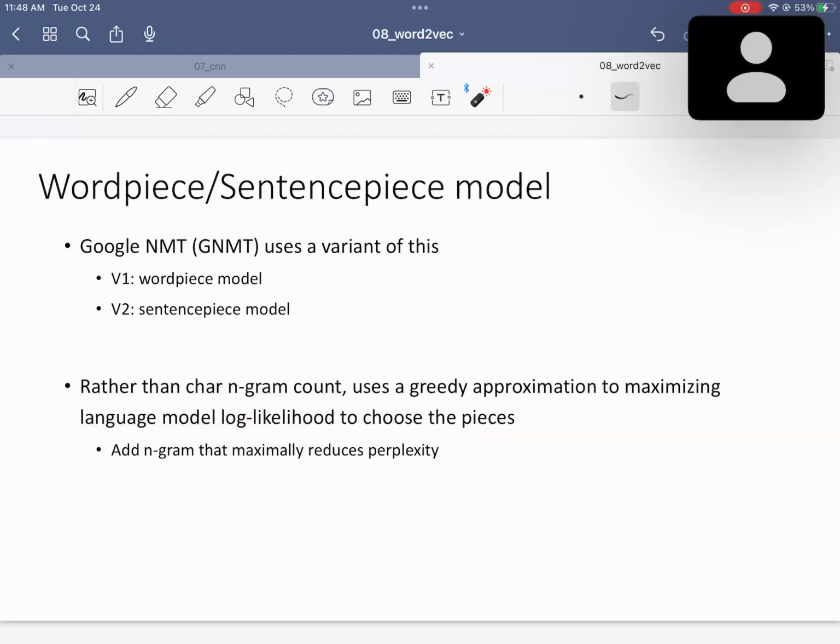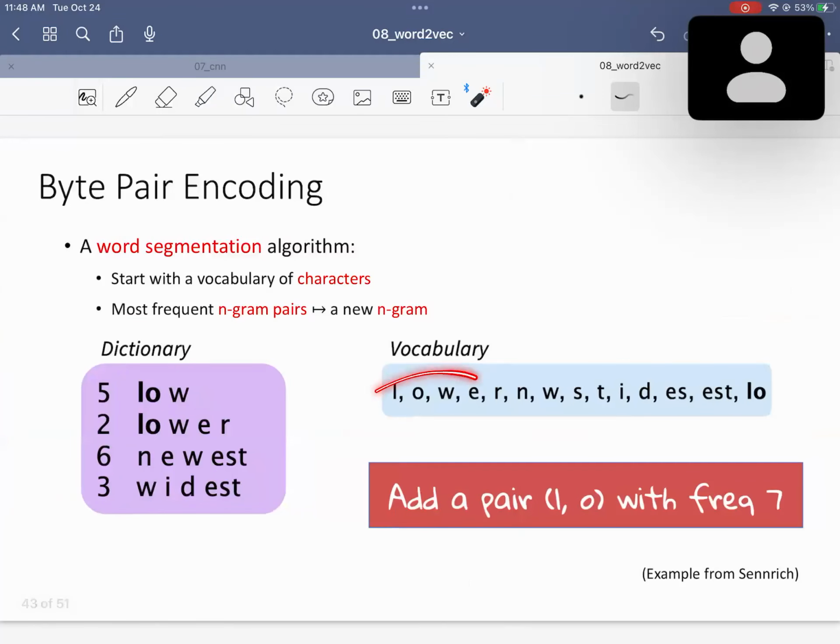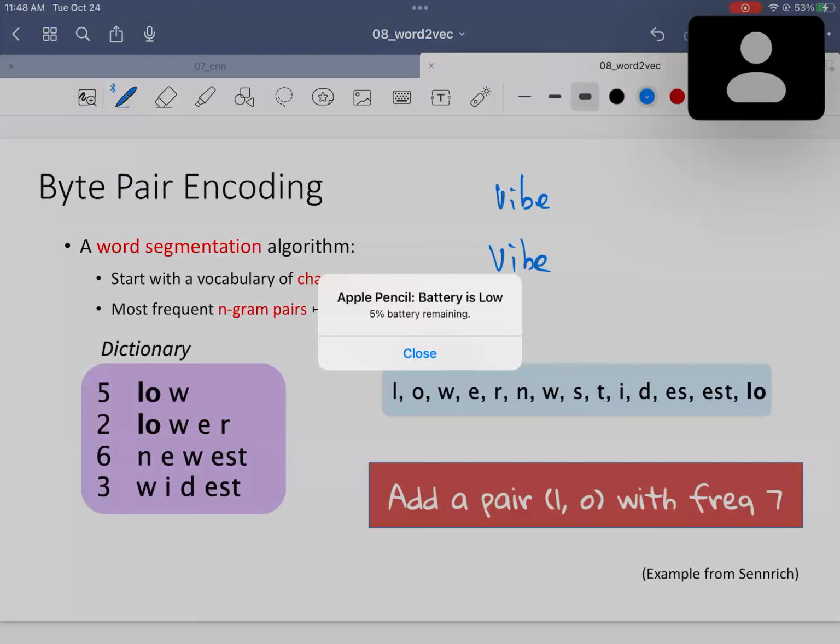Question. I have a question. Vibes in vibe will be recognized as 2 words in this hour. No, actually, no. We don't know. It all depends on what is inside your vocabulary. So vibes is vibe and vibe. Vibe.